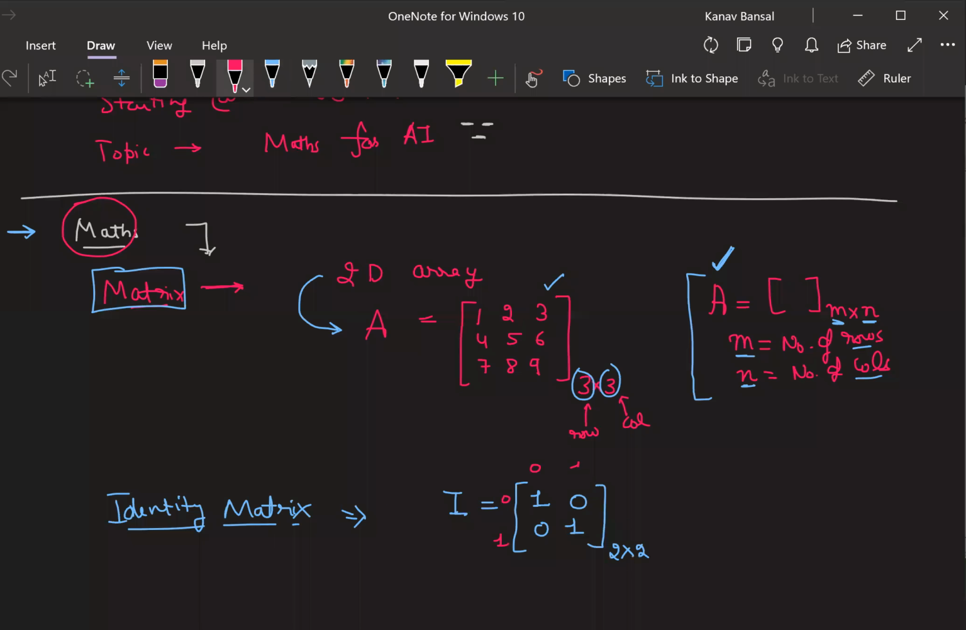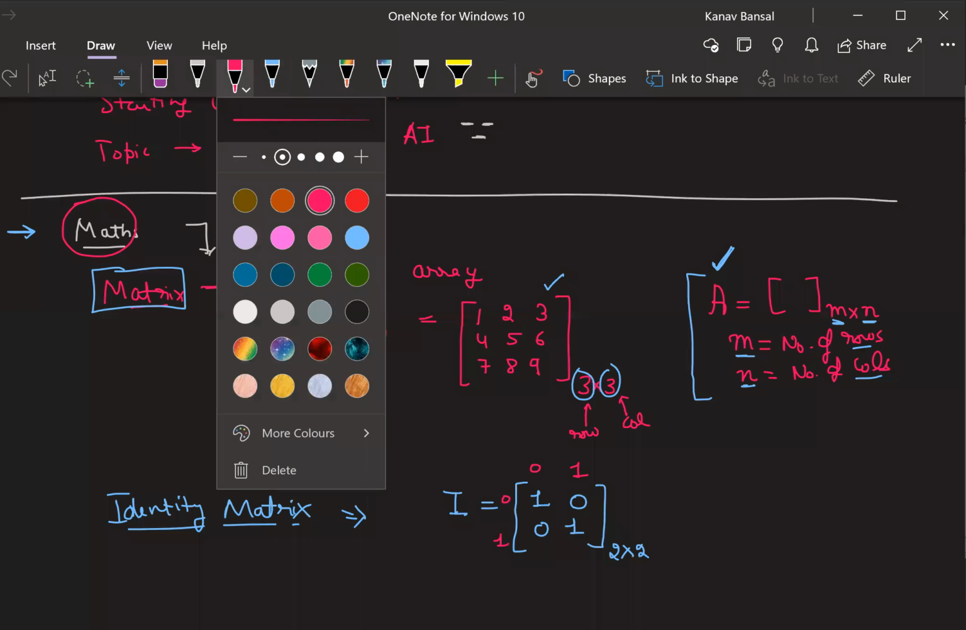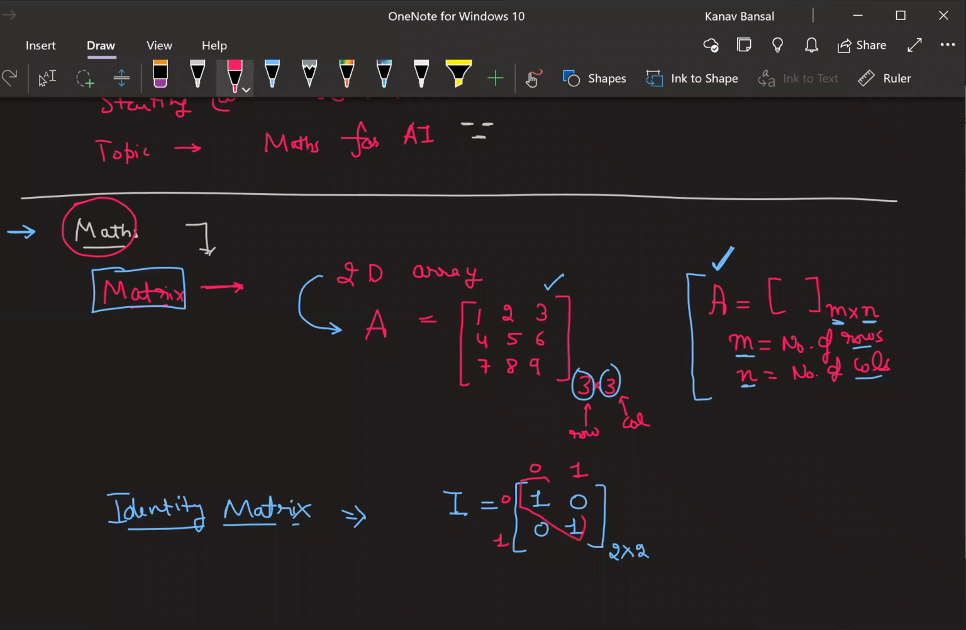Let me put indexes to all the rows and columns. These are the diagonal elements that you see over here, where i is equal to j. In this case, i is the row index and j is the column index. So we are saying that a matrix I is an identity matrix if the element at the ith row and jth column is equal to 1.